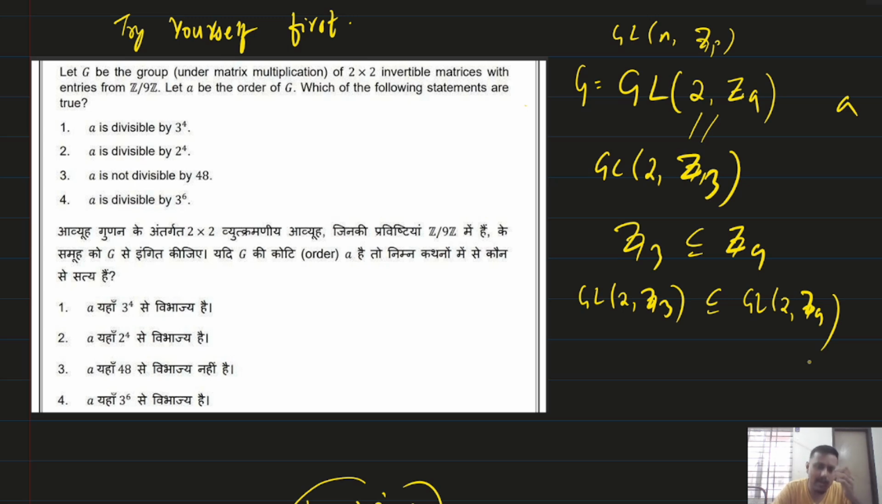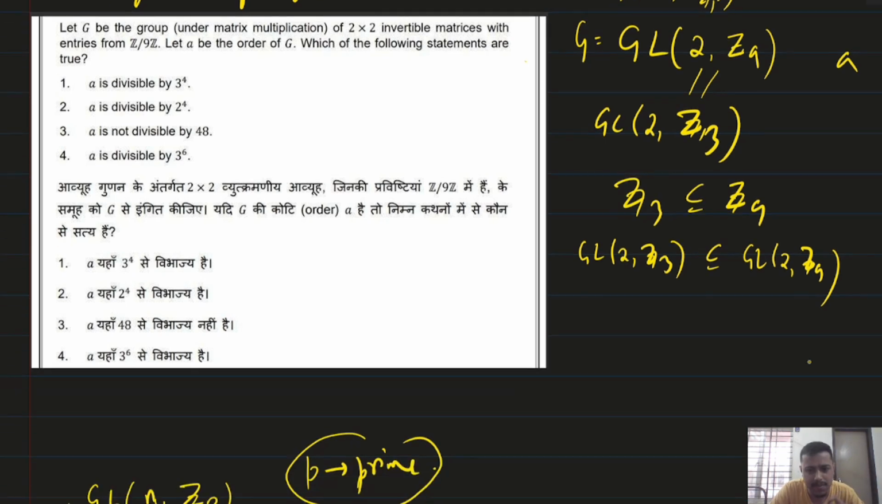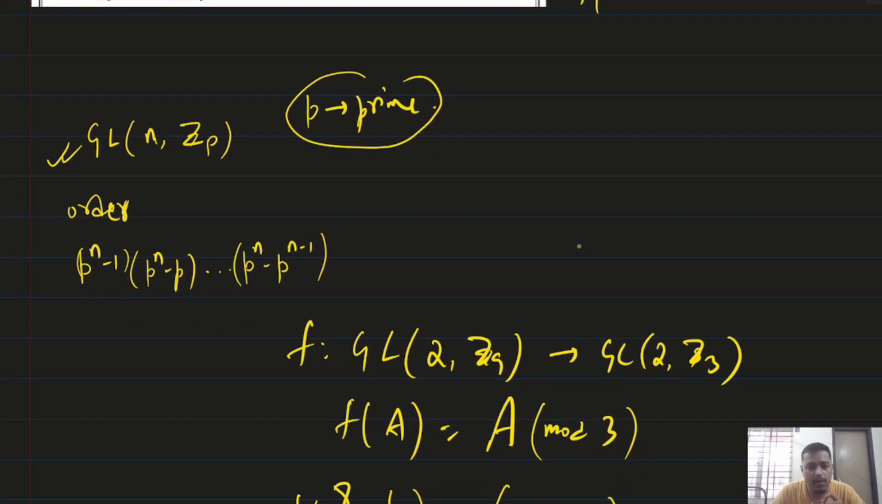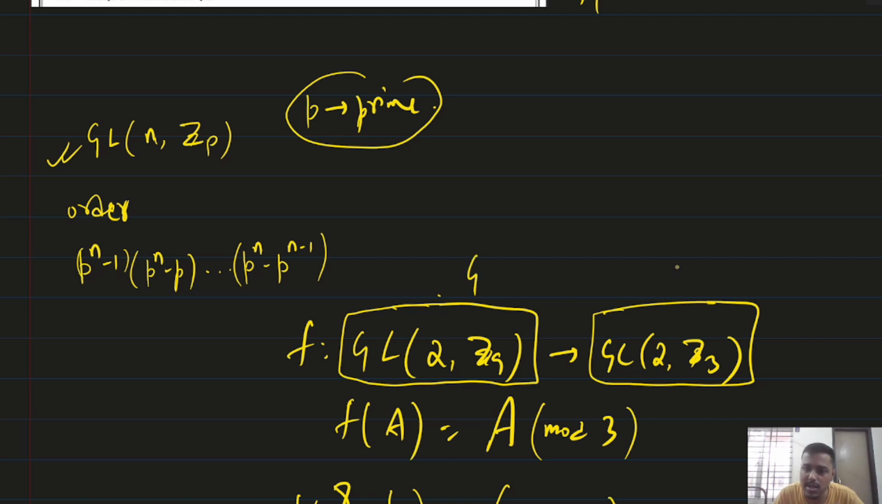Whenever we are given some question of groups, you think of homomorphism. Can I define a homomorphism? Because with the homomorphism we can get some idea. So obviously you will define a homomorphism from bigger group to smaller group, because it is easy to define like this. Here I have written from GL(2, Z9) to GL(2, Z3). See, we took two groups. This is G, you say this is G dash. We know the order of this group, but we do not know the order of this group.